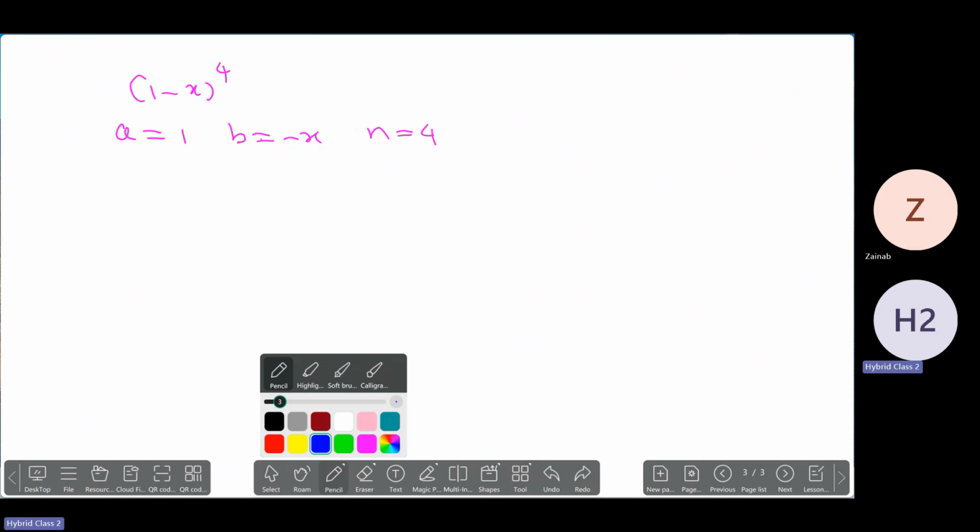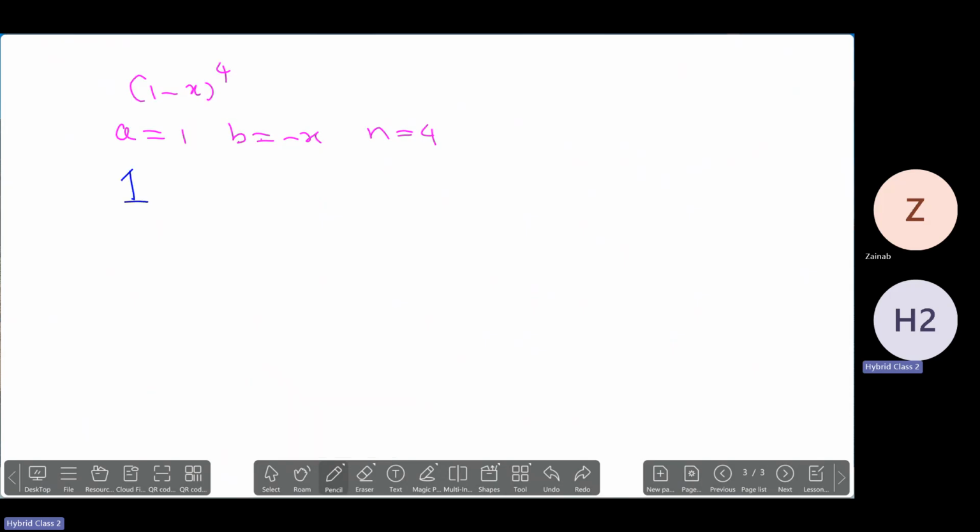First, whenever A is 1, 1 to the power anything is going to be 1 only. So we don't even need to bother about the A part. Only B will come. And the first term answer is going to be 1. If you want to do it by that method, you do it like that: 1 to the power 4, 1 to the power 3, 1 to the power 2, 1 to the power 1, 1 to the power 0.